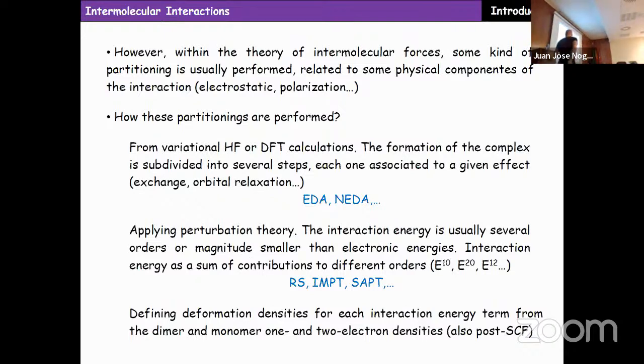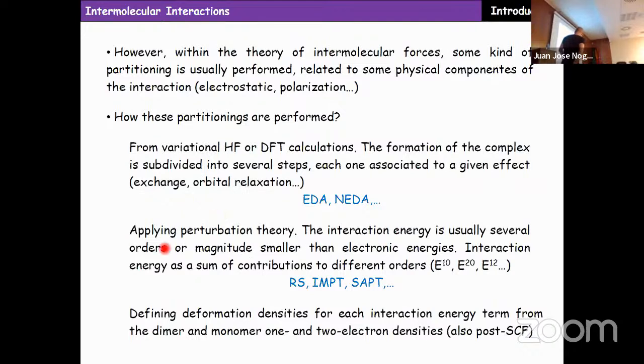So, variational approaches are those where the formation of the complex is divided into several steps, each one associated to a given effect, exchange or relaxation. We obtain variationally the wave function in each step, okay? And we calculate the energy obtained in one step with the wave function of the previous step. So we are cutting the interaction energy into pieces, obtained from these intermediate wave functions, variationally obtained.